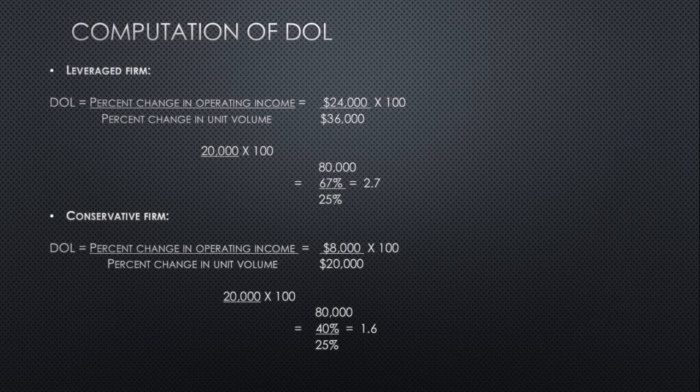For a leveraged firm, degree of operating leverage is percent change in operating income over percent change in unit volume. 24,000 over 36,000 times 100. 20,000 times 100 gets you 80,000. 67% and 25% is that change, will get you 2.7. So you can see a conservative firm, 8,000 over 20,000 times 100. That gets you 20,000 times 100, 80,000, or your percent change is 40% over 25%, which equals 1.6.